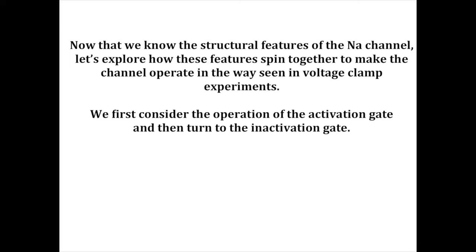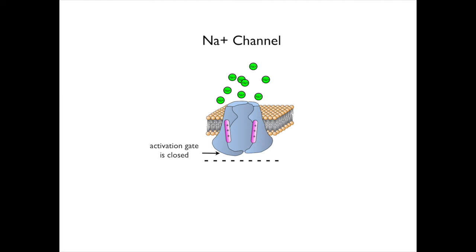Now that we know the structural features of the sodium channel, let's explore how these features fit together to make the channel operate in the way seen in voltage clamped experiments. We first consider the operation of the activation gate and then turn to the inactivation gate. So here's the sodium channel, and let's explore how it operates. We can begin with the cell at rest when the activation gate is closed.